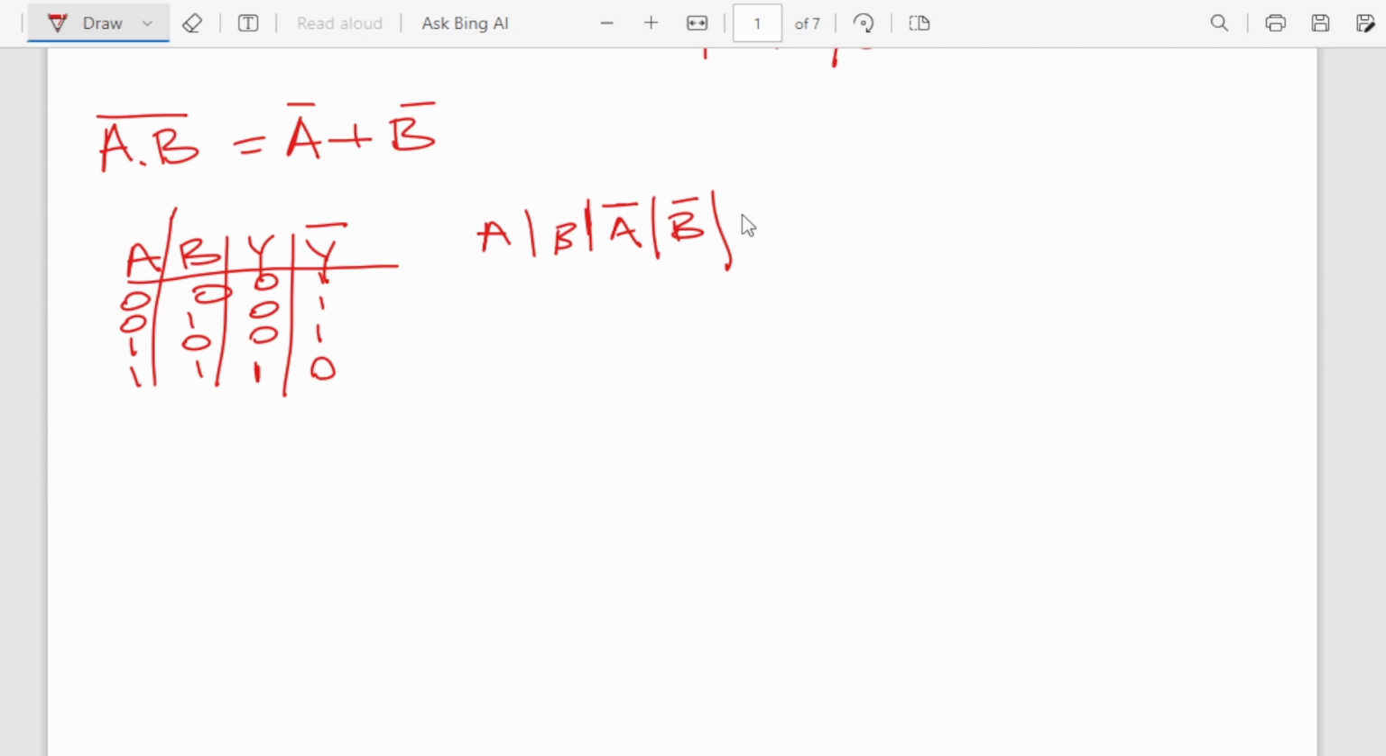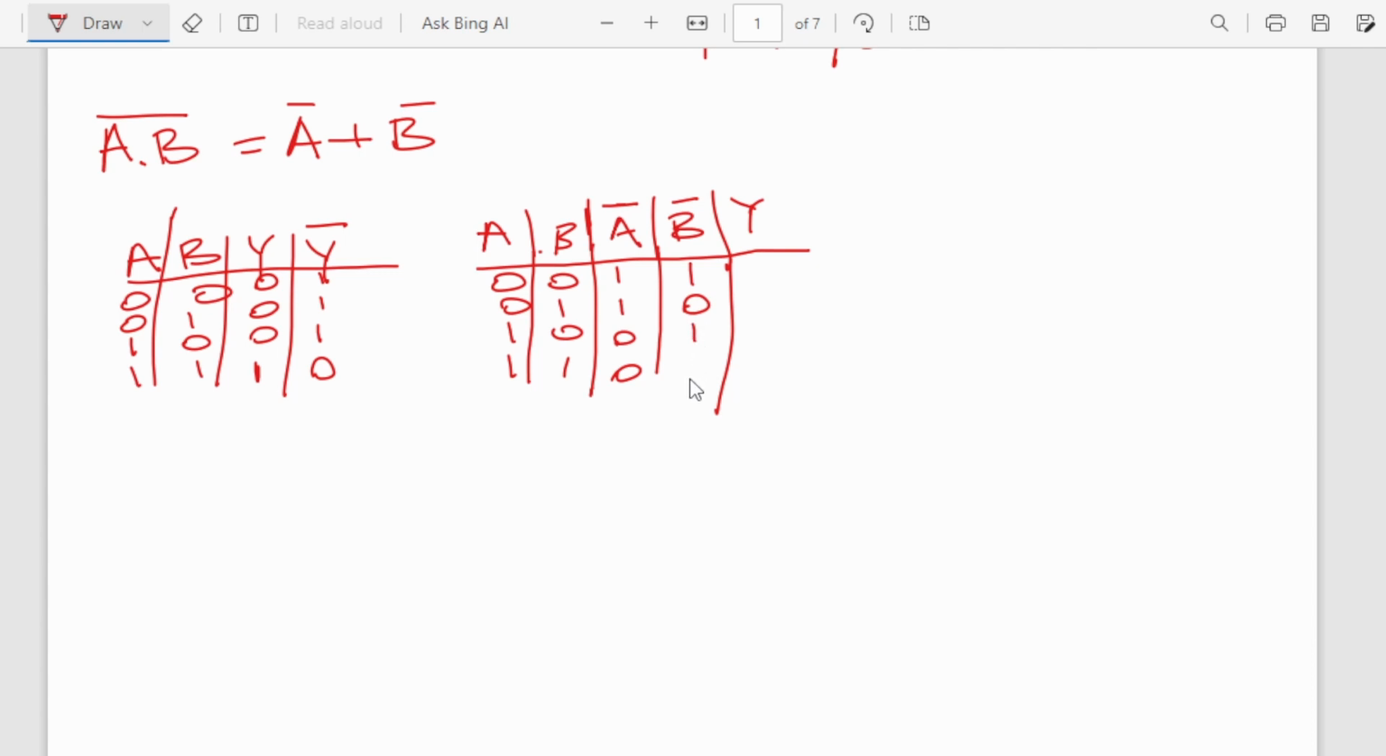And then Y. So before I did not put A and B, I just put A bar and B bar. So I'm just going to put it here so you can see. All right, same as before, 0 0 0 1 1 0 1 1, and these are just all the possible combinations with our two variables. So A bar is the opposite of A, so we have here 1 1 0 0. B bar is the opposite of B, 1 0 1 0.